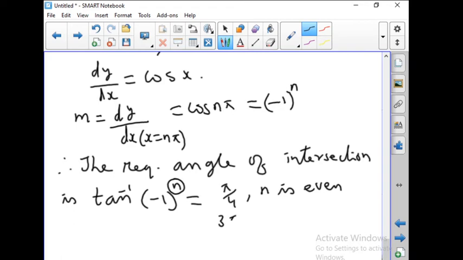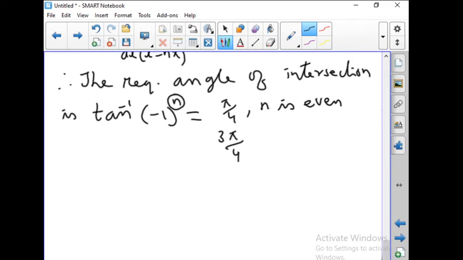Then 3 pi by 4 when n is odd. So tan 3 pi by 4 is minus 1. Is it clear? Calculate 3 into 45 and see. So tan 3 pi by 4 is minus 1, and since it is minus 1, what do we get? The angle is 3 pi by 4. So this is the angle for the curve y is equal to sin x when it crosses the x axis. Okay, so this is the answer.